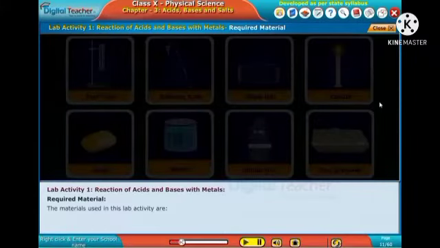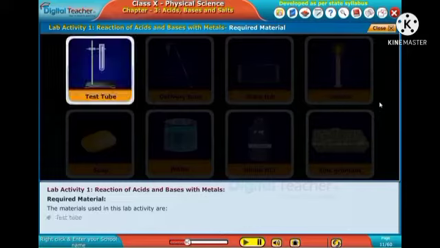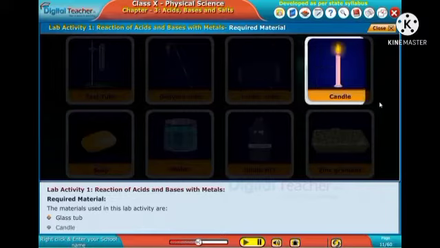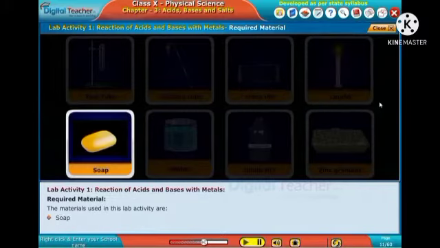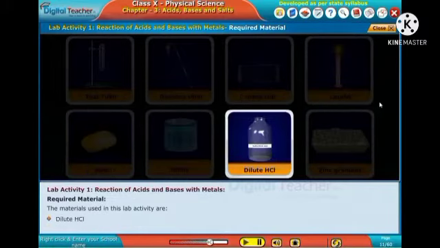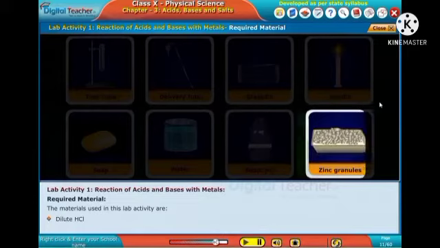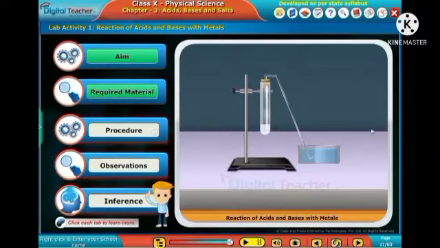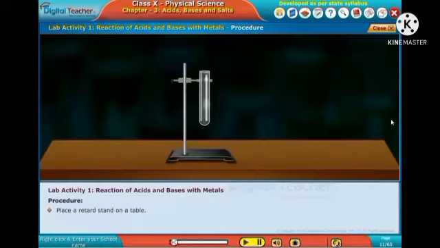To perform this activity, we need some materials. Let us see the materials required: test tube, delivery tube, glass tub, candle, soap, water, dilute HCl and zinc granules. These are the materials required to perform this activity.